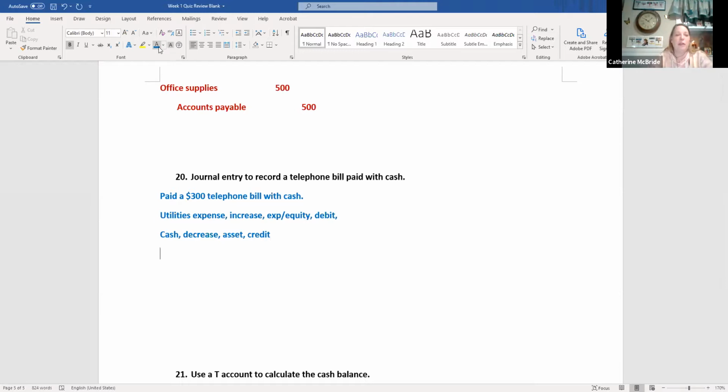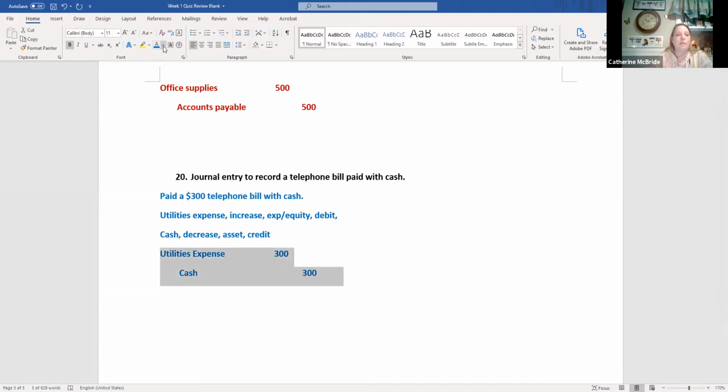Okay, so now for my journal entry, I'm going to debit utilities expense. And I'm going to credit cash for $300. All right, does this one make sense? Yes.